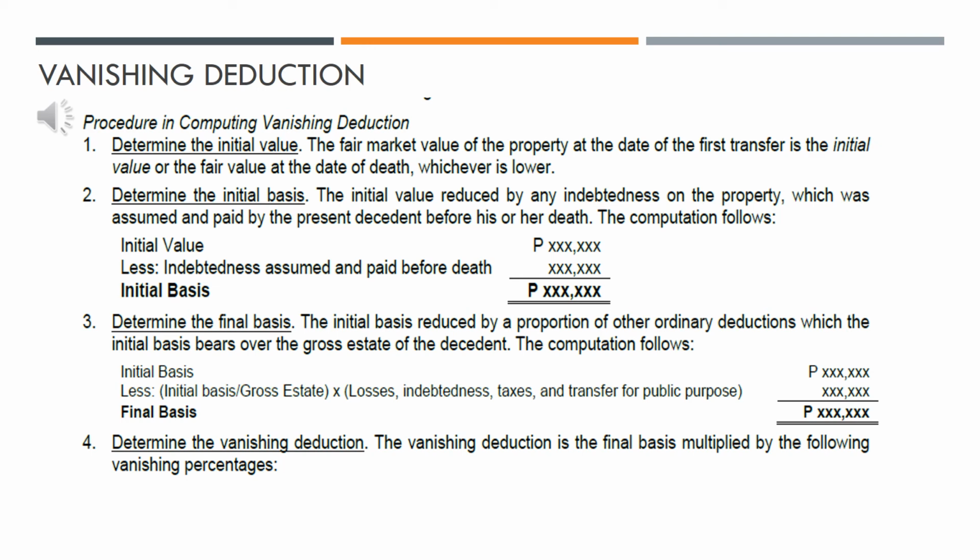Isa to sa mahirap i-solve kasi you need to identify first your gross estate. Okay, initial basis over gross estate times yung mga losses, indebtedness, taxes, and transfer for public use para makuha natin yung proportionate deduction from your initial basis. So if you already solve it, initial basis less yung proportionate deduction, that will be your final basis. Doon tayo magmumultiply ng vanishing deduction based sa different vanishing deductions rate. Okay? So by that, let us solve a problem.